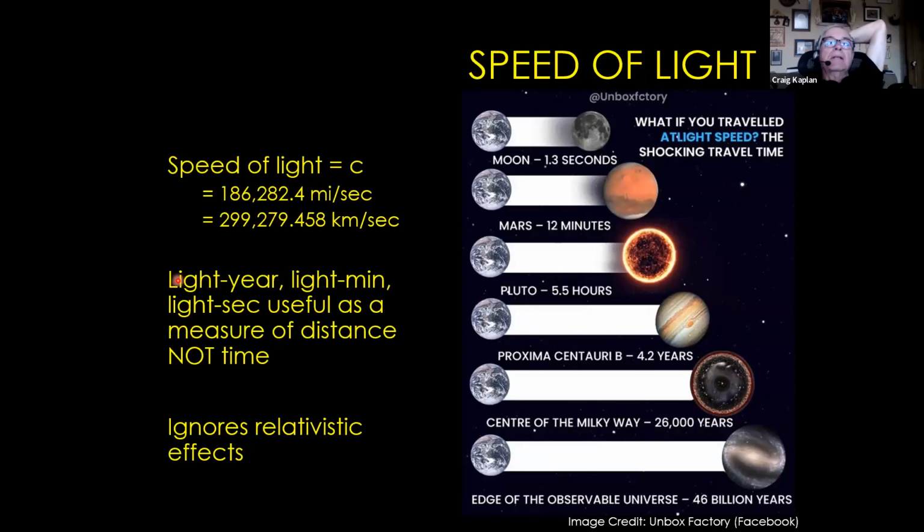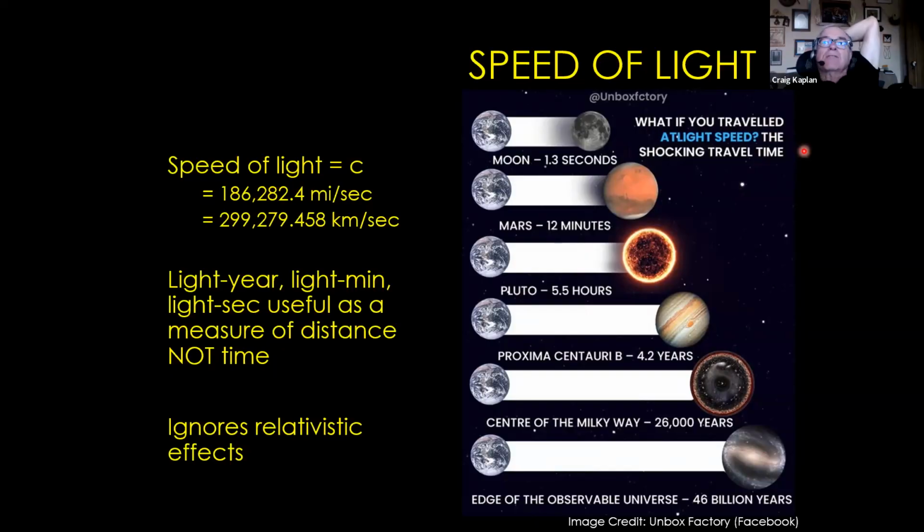And a light year is how far light travels in a year, a light minute, how far it travels in a minute, a light second. These are measures of distance and not time, which are sometimes confused. This is a graphic I got from a Facebook post that asked the question, what if you traveled at light speed, the shocking travel time?